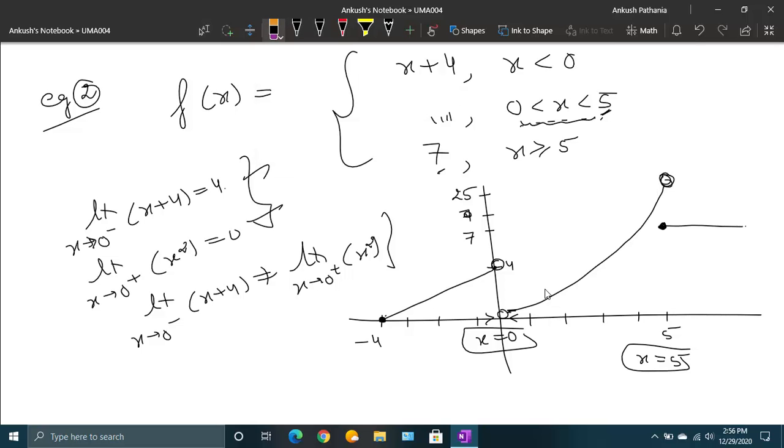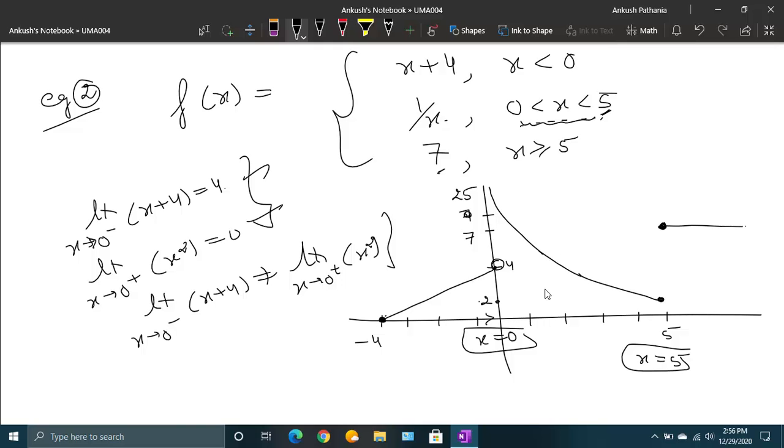if I replace this x squared with 1 upon x, the same question, so 1 upon x instead of x squared, then the graph is going to look like this. Say at the value 5 you have 1 upon 5, which is 0.2, say here it is 0.2, so I am just drawing it like this.